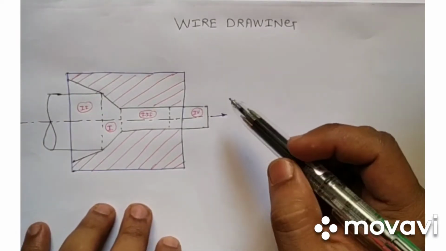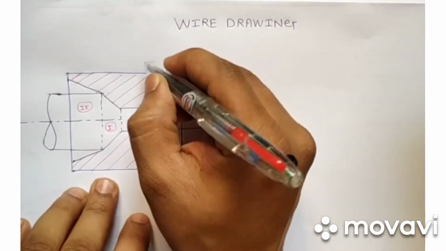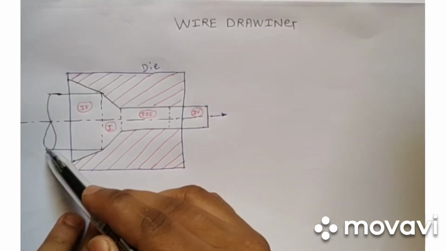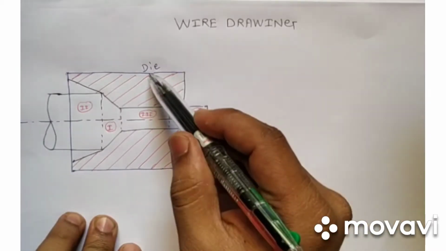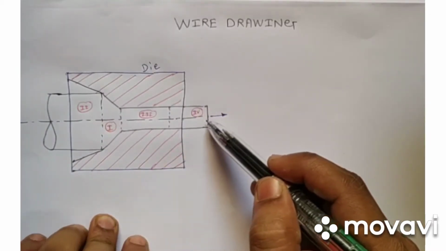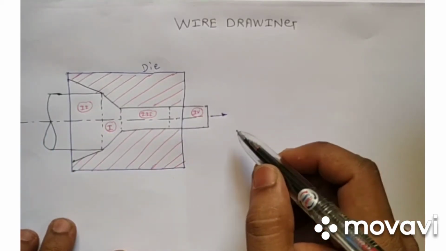Now what is a wire drawing process? It is a process in which there is a die which is fixed, and the rod is pulled through this die having a cavity, so this rod gets converted into the wire. So this is nothing but wire drawing.